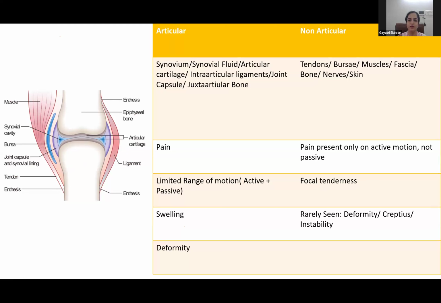Articular pain is there throughout, whether you do active movement or passive movement. Whereas non-articular pain arises mainly from your tendons, bursae, muscles, fascia, bones, nerves, or skin, and is mainly on active motion and not on passive motion. In articular pain, there is very bad pain, so there is a lot of limited range of motion. But in non-articular involvement, there could be just a focal tenderness. Swelling could be present in non-articular pain, but we see it more in articular pain, because it's a sign of inflammation. And deformities, usually you get to see from pain arising from an articular cause.